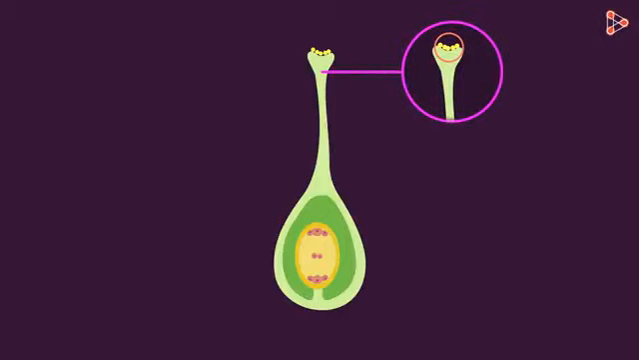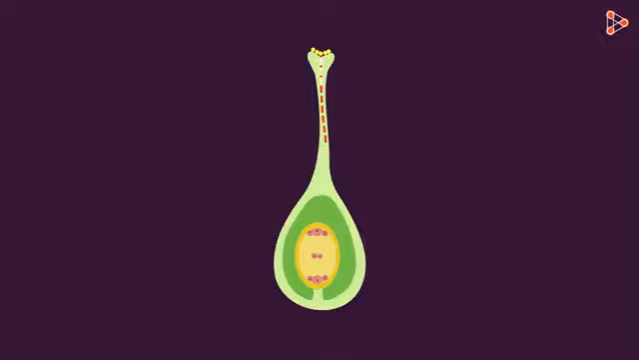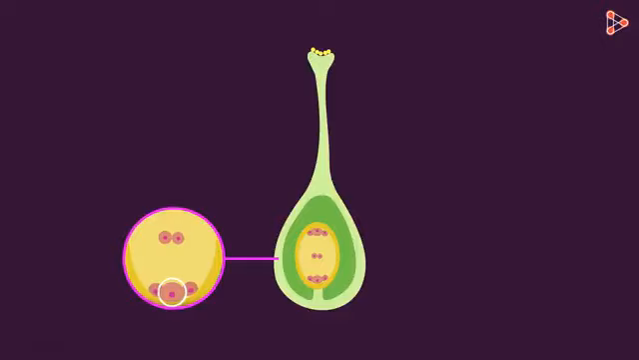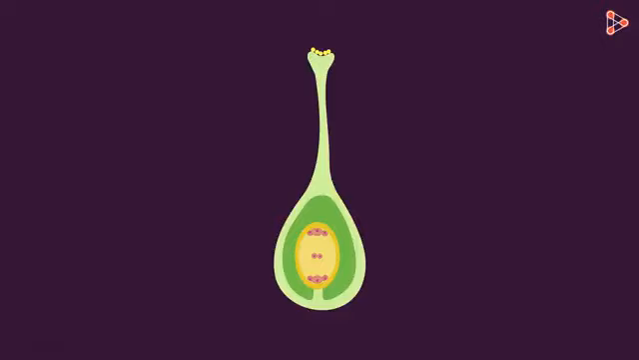For fertilization to occur, the male gametes need to reach this lower part of the pistil called the ovary, where the female gamete awaits it. The female gamete or the egg cell is present inside the ovary. To form a zygote, the female gamete has to fuse with the male gamete. Now, how will this happen?